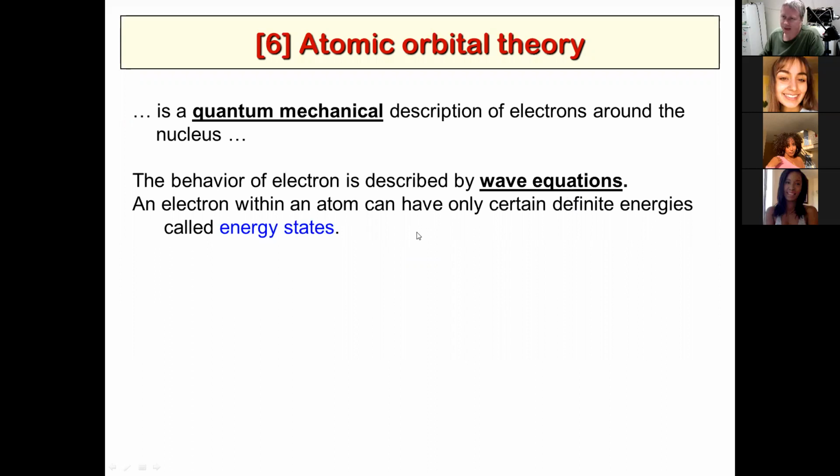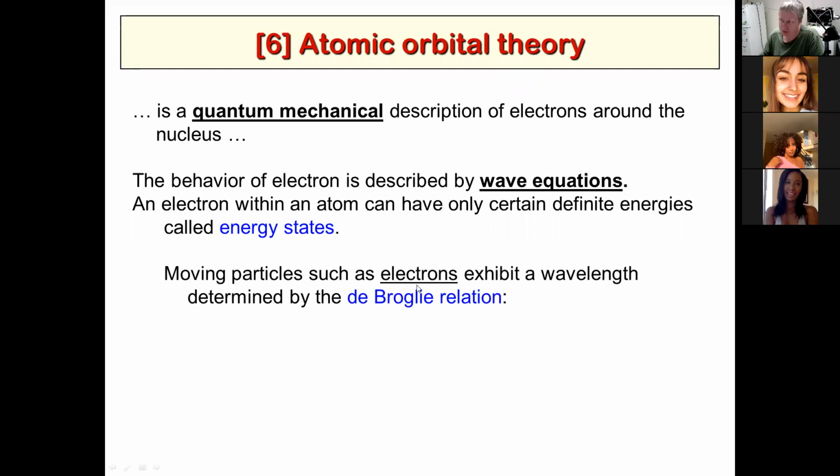All right, now organic molecules go beyond atomic orbital theory. This is a basic fundamental theory that you've learned about a little bit in Gen Chem. Moving particles, such as electrons, exhibit a wavelength determined by the de Broglie relationship. This is funny because you might not think of a particle as having a wavelength, the way light has a wavelength. But that's what's weird about quantum mechanics: there's a wave-particle duality, okay?